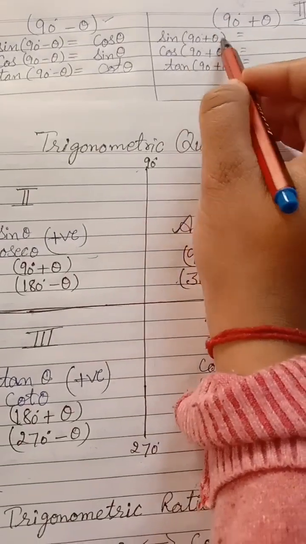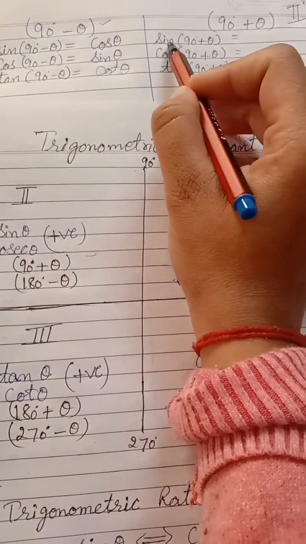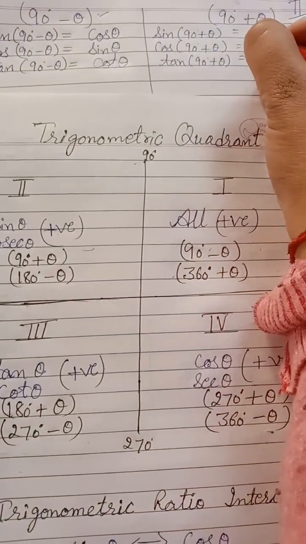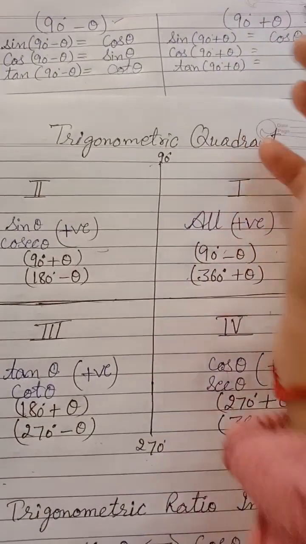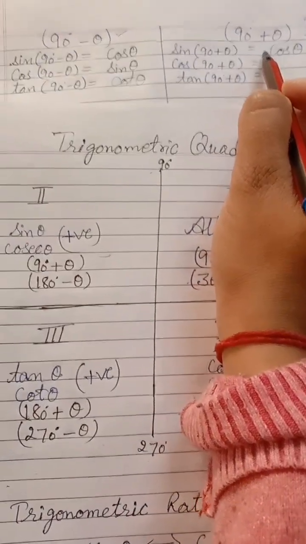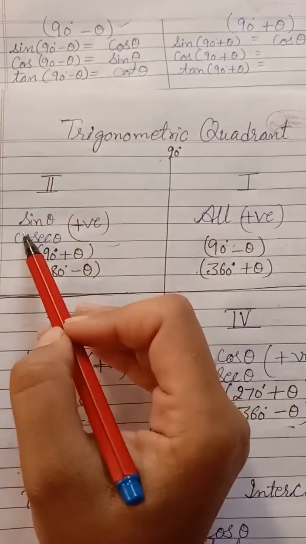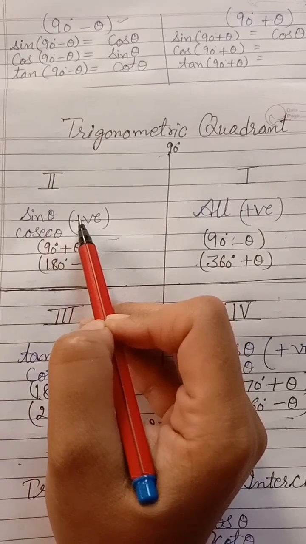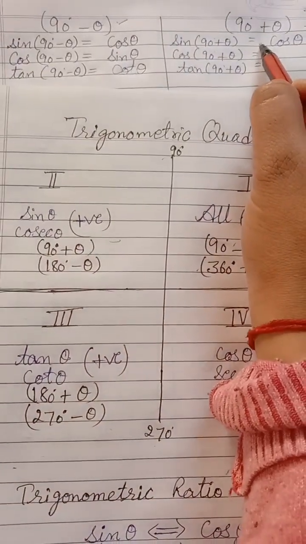Here we all know 90 plus theta, so it means sin will convert into cos theta. Let us see whether it would be positive or negative. Here we have sin theta positive, so it means that will be positive here.